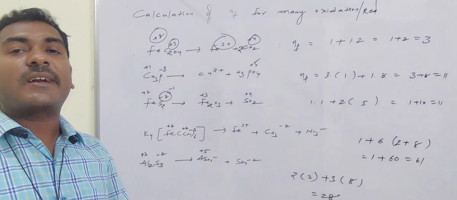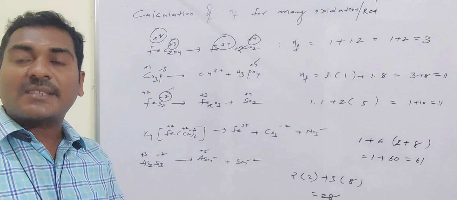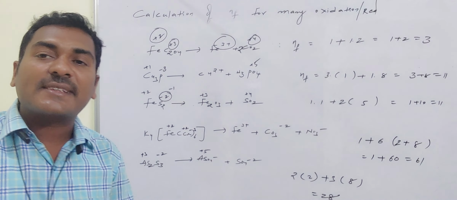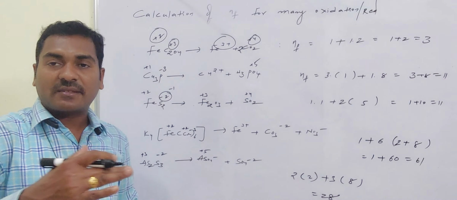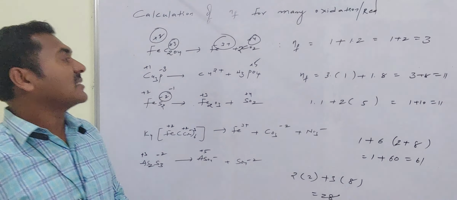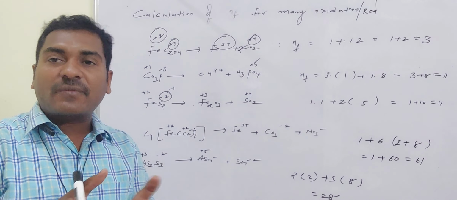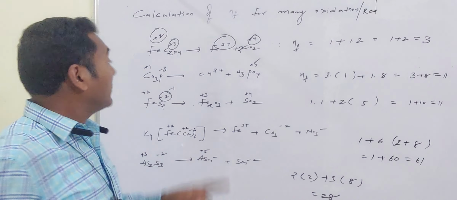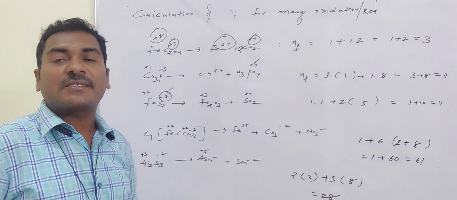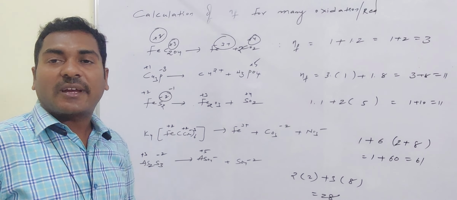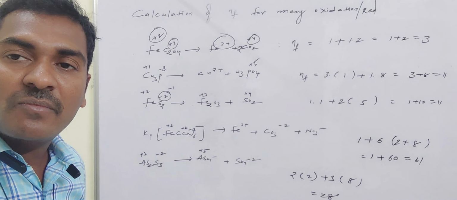Thus, the n factor for a compound consisting of different elements which participate in a unique process of either complete oxidation or complete reduction will be equal to the sum of the n factors of all components involved in one molecule taken as reference. In that way, we have to calculate the n factor value.